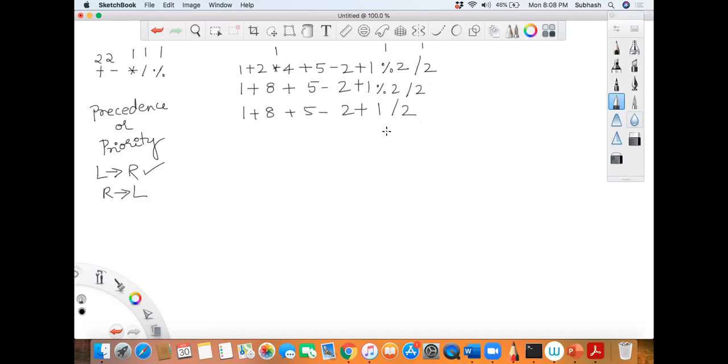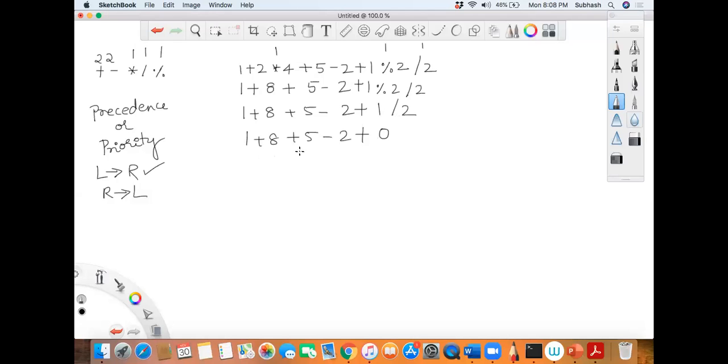Now which one should I evaluate next? Modulo is over, so I have the division operator, so shall I evaluate it? 1 plus 8 plus 5 minus 2 plus, and integer divided by integer will result in an integer, therefore 1 divided by 2 is 0. If both the values are integers, then the result will be an integer. I have told you this in the previous session.